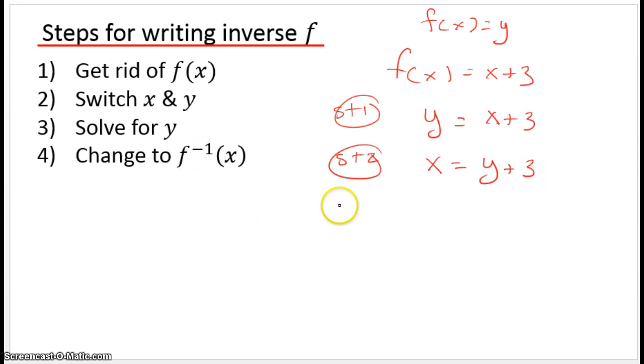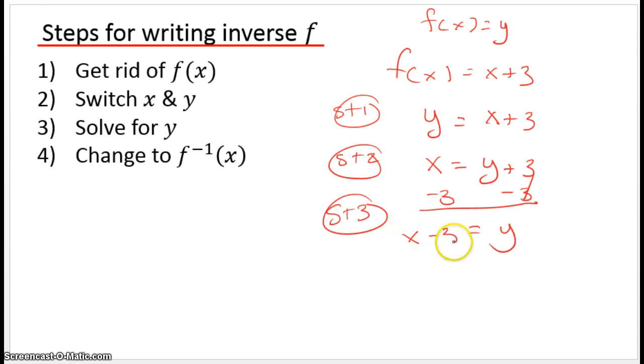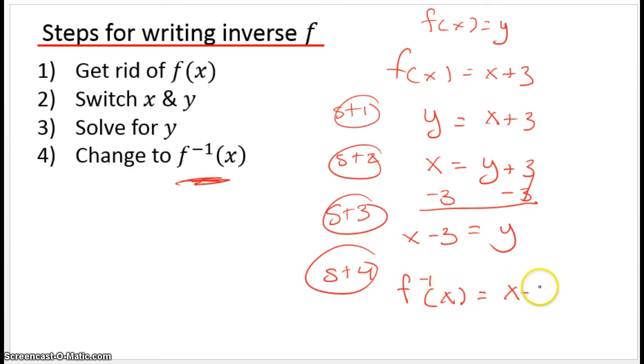Step 3 says solve. If I solve, I want to isolate y. So in order for me to do this, I subtract 3 from both sides. This goes away. I get y is equal to x minus 3. And my final step is to change back to this notation, which is called f inverse of x. If we started with f, we've got to end in f. My f inverse of x is just equal to x minus 3. So this becomes my inverse. We can use these 4 steps every single time to write any kind of inverse function.